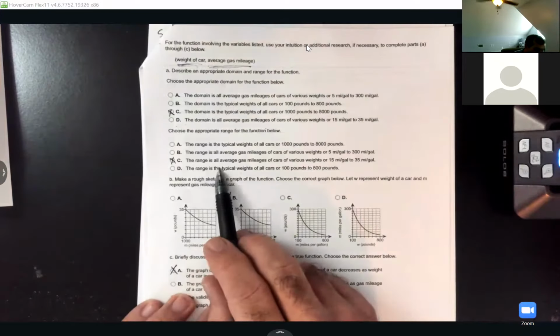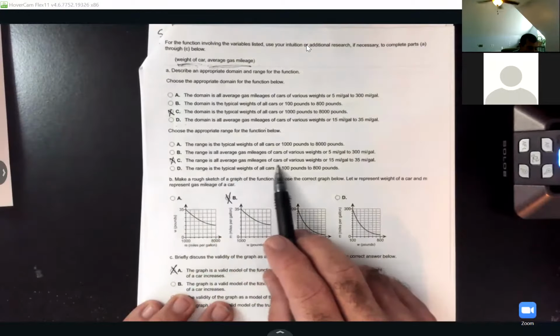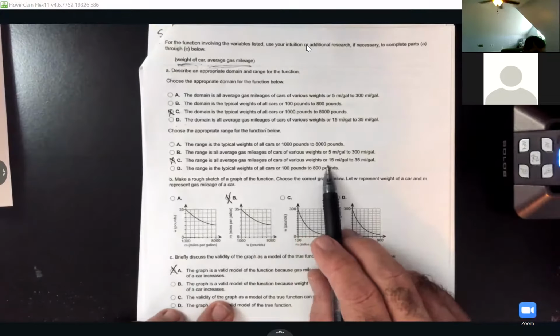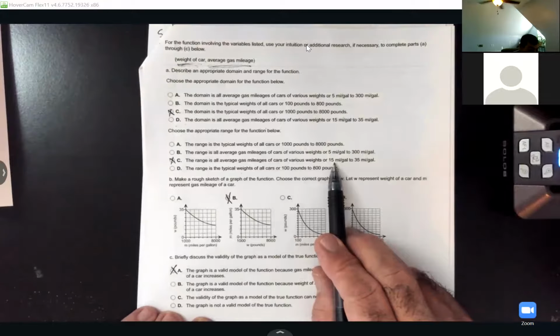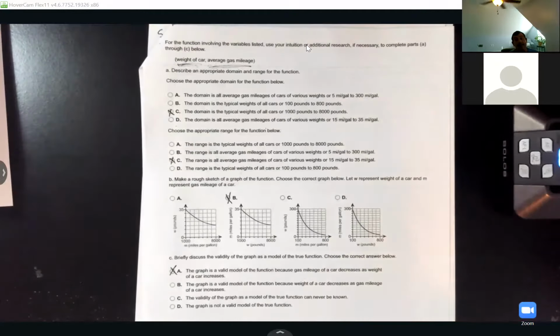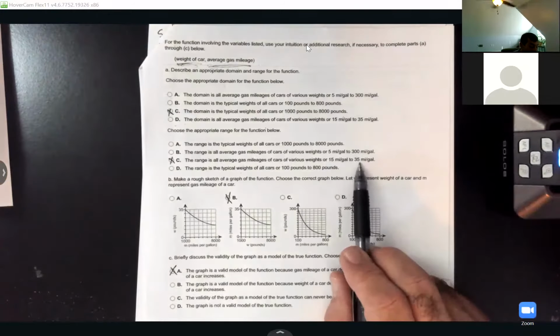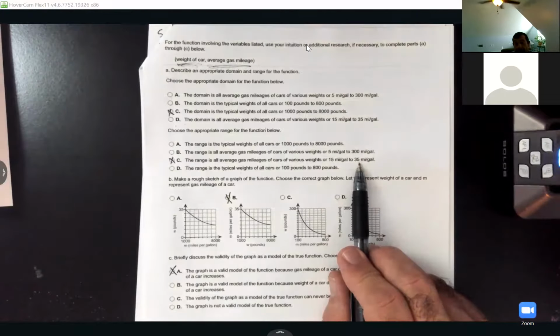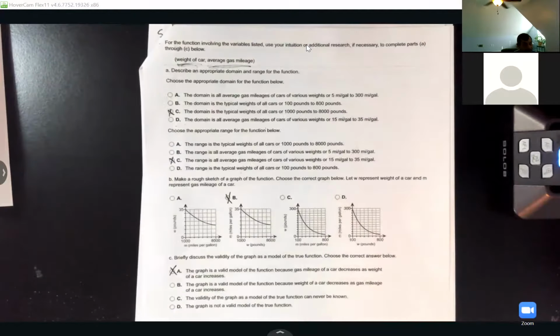So I looked at C. It was all gas mileages of cars of various weights, or 15 miles per gallon to 35 miles per gallon. So I figured that would fit this data better than the 5 to 300. Now, we know there are some cars that can beat that 35 miles per gallon now. Okay. So, but to fit our data, the one most likely would have been that one. Okay.